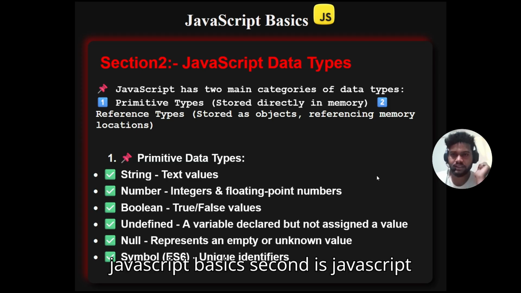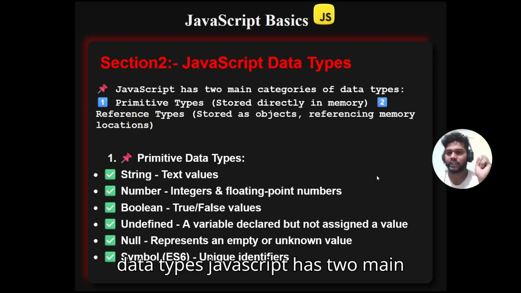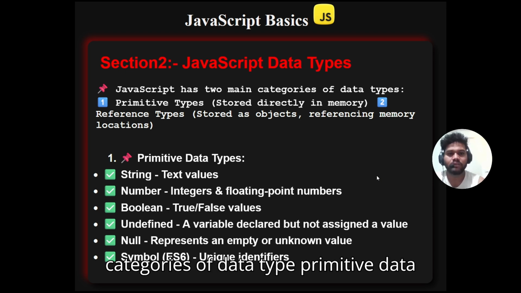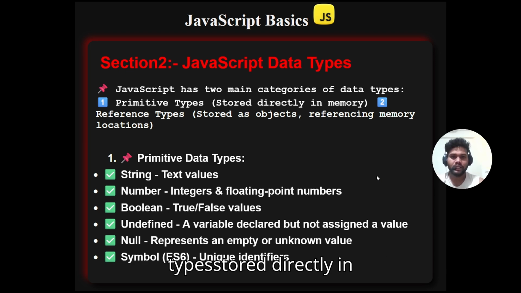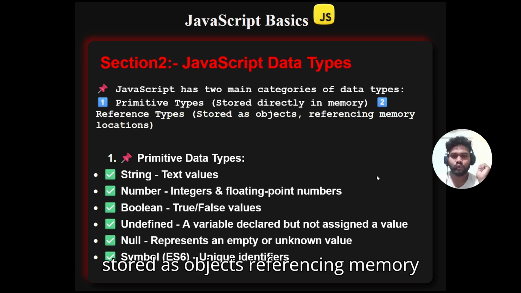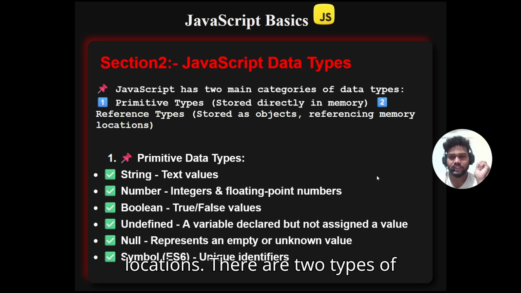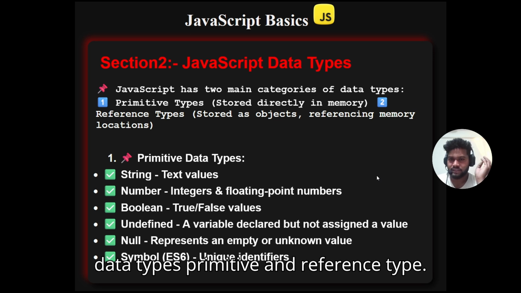In JavaScript Basics, second is JavaScript data types. JavaScript has two main categories of data types. Primitive data types are stored directly in memory. Reference types are stored as objects referencing memory locations. So there are two types of data types: primitive and reference type.